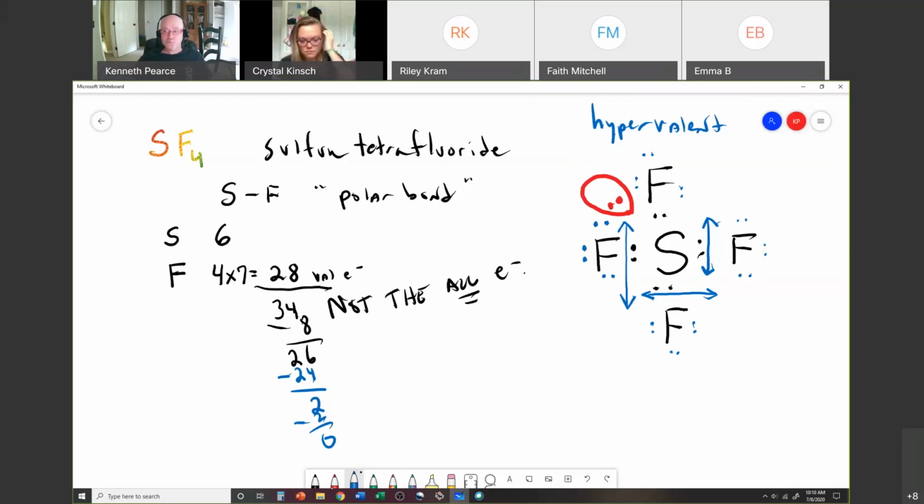Now, I'm going to caution you on this. This does not tell you the geometry. The geometry is coming up. This is just a start as far as a representation.